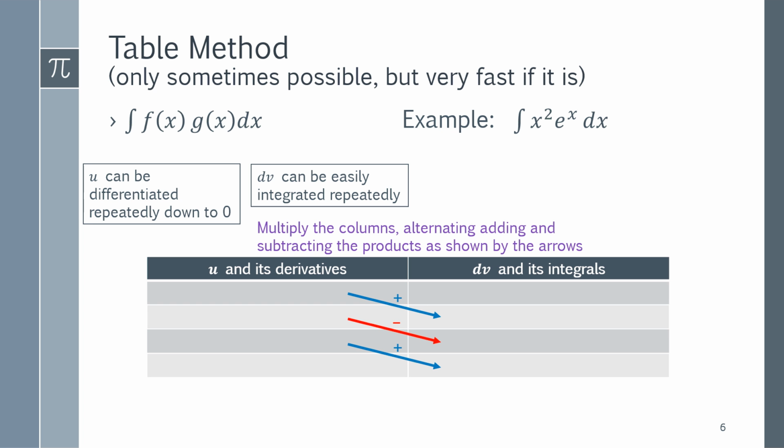And in this case, u has to be something that derives down to 0. It's not a preference like with the formal method. The table method, it has to derive down to 0. And the other part has to be something I can integrate repeatedly, relatively easily.